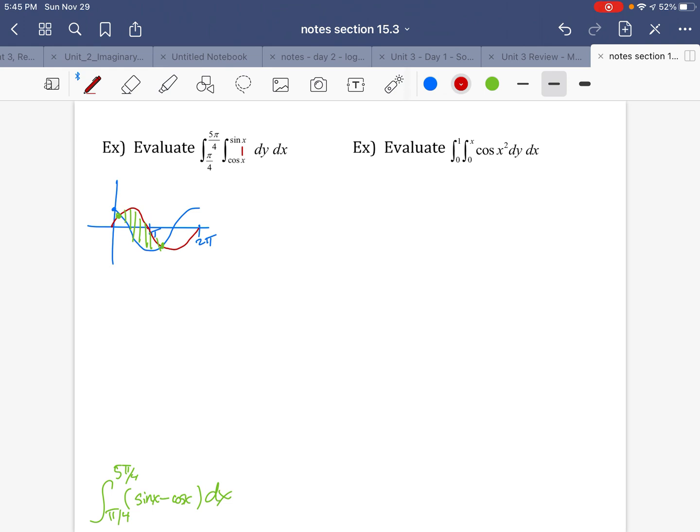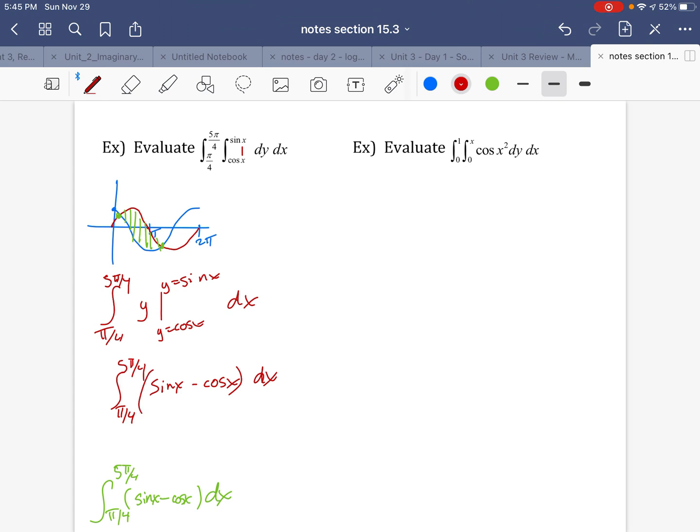Okay? So when I integrate this, I would end up with a y. So I'd have a single integral left. I'd have a y, evaluated from y equals cosine x to y equals sine x. I still have dx out here, and I'd still have pi over 4 to 5 pi over 4. All right, so I plug in sine, plug in cosine, subtract, so I basically get sine x minus cosine x, integrating this from pi over 4 to 5 pi over 4.